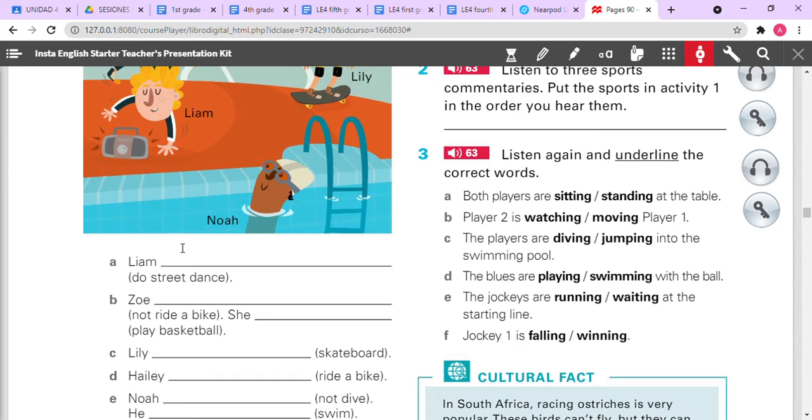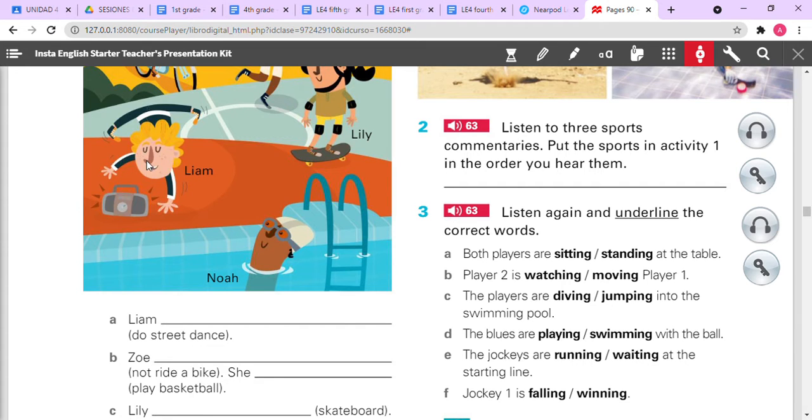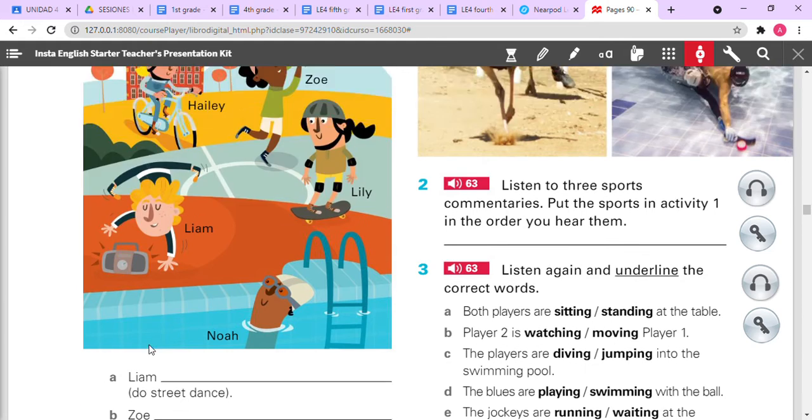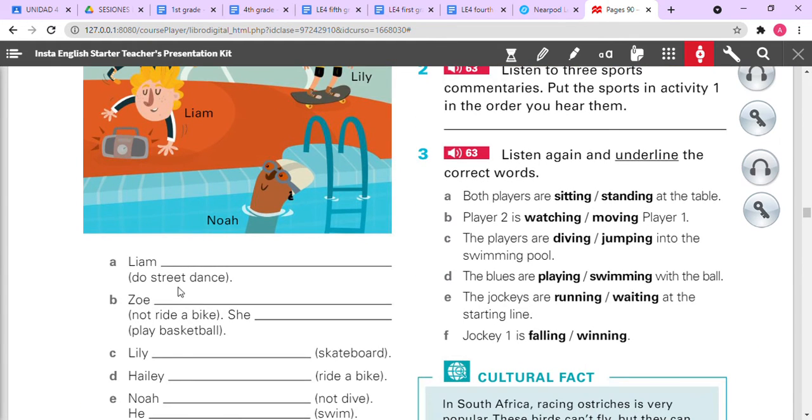Perfect. Liam is doing street dance. Zoe, let's see Zoe. Zoe is playing basketball, no? Zoe is playing basketball.